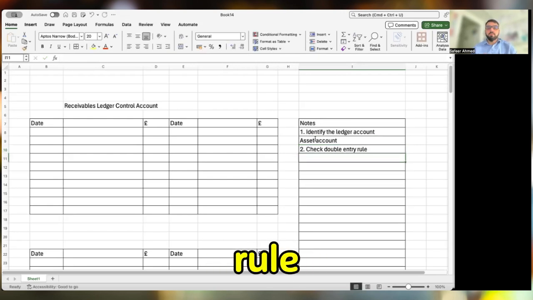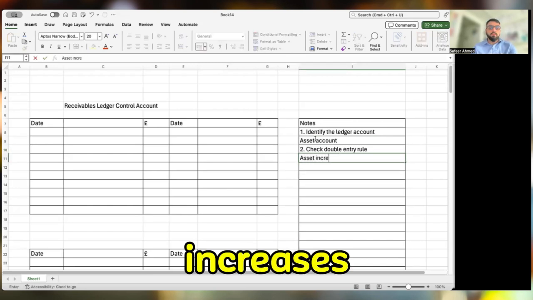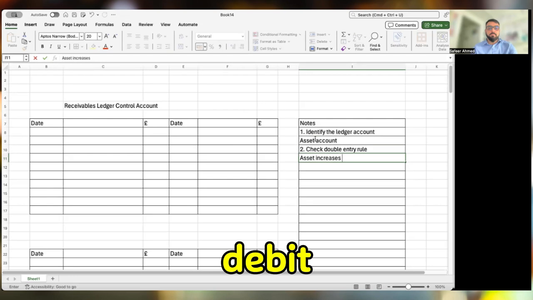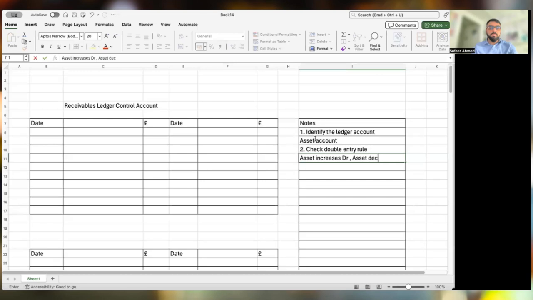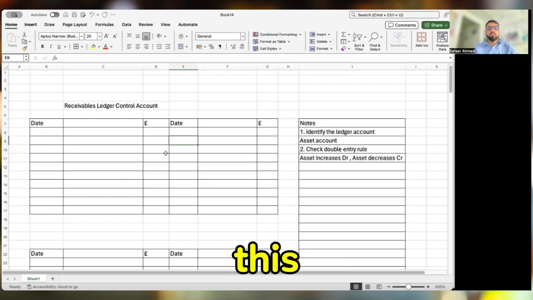And the double entry rule in relation to assets, as you know: asset increases are debit, and asset decreases are credit. So in other words, anything which will increase the money your credit customers owe you will go on the debit side, as per double entry bookkeeping rules.